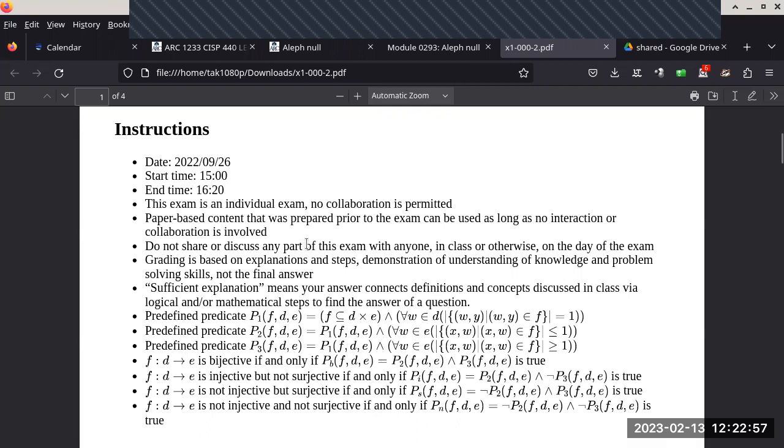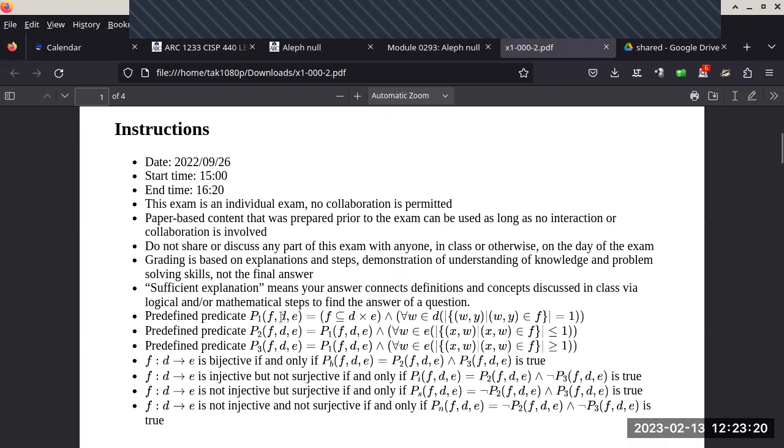Do not share or discuss any parts of the exam with anyone in class or otherwise on the day of the exam. Grading is based on the explanation and steps, demonstration of understanding of knowledge and problem solving, and not so much the final answer. I'm more focused on whether you can demonstrate that you understand the concept or not.